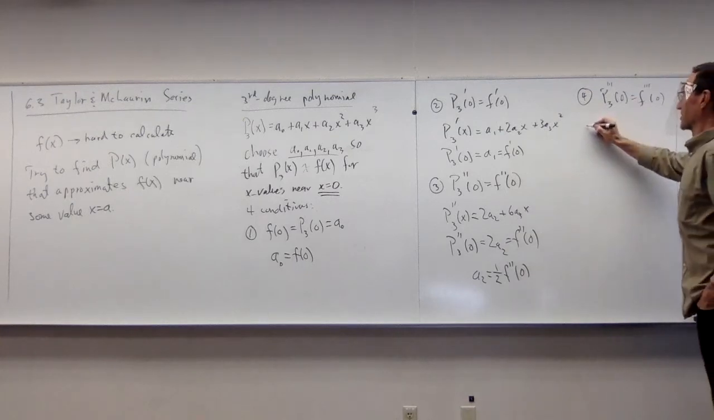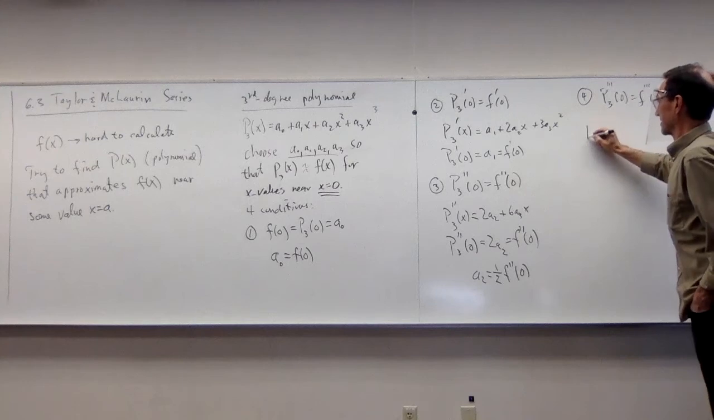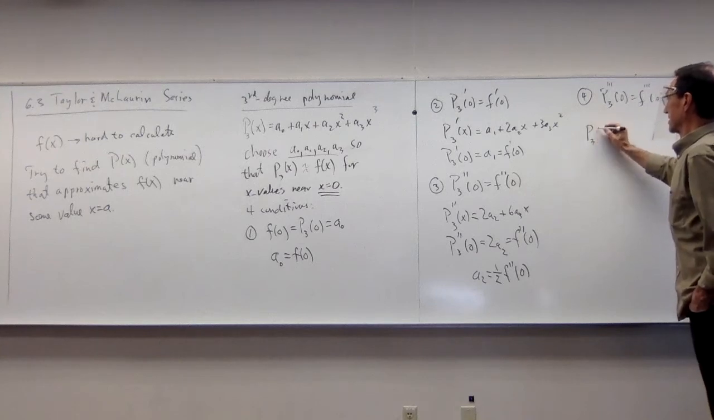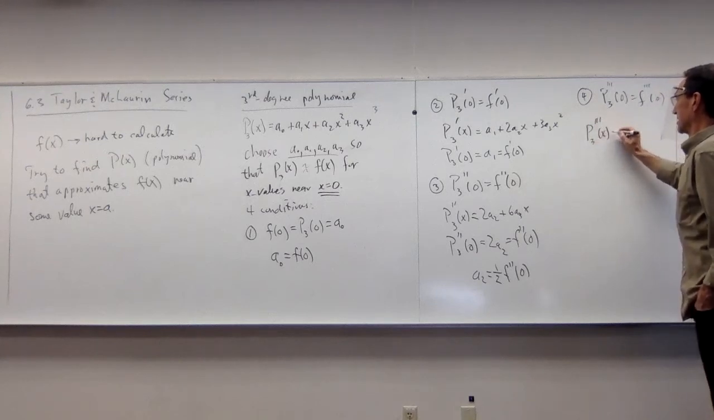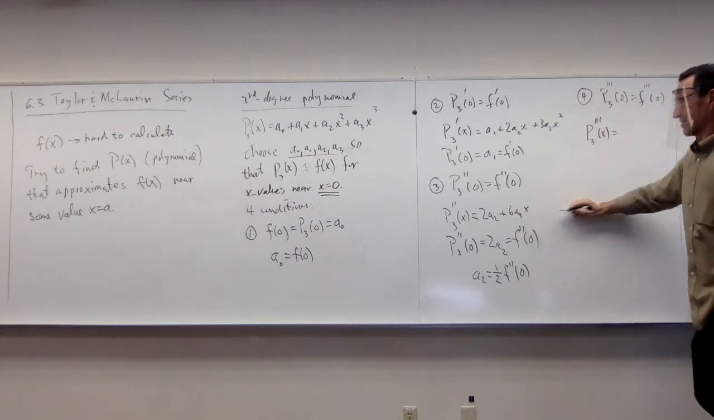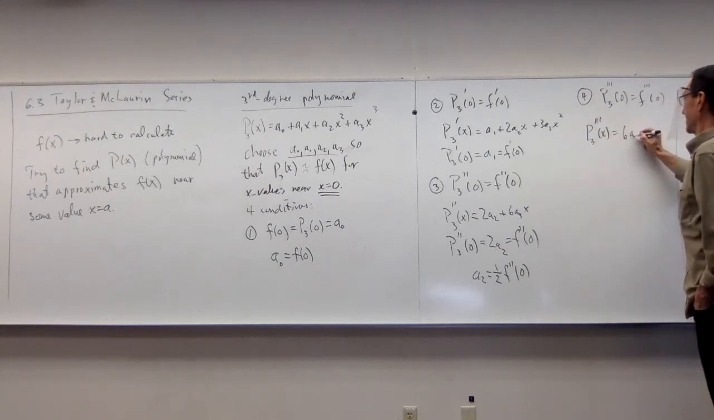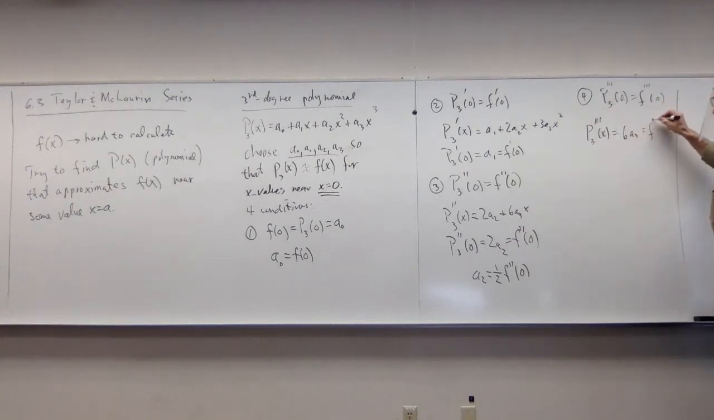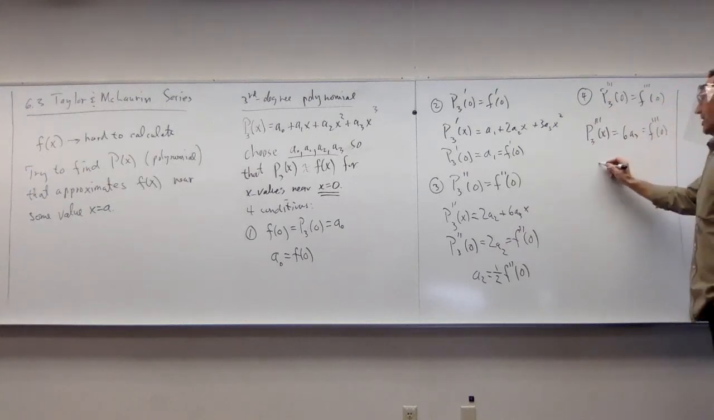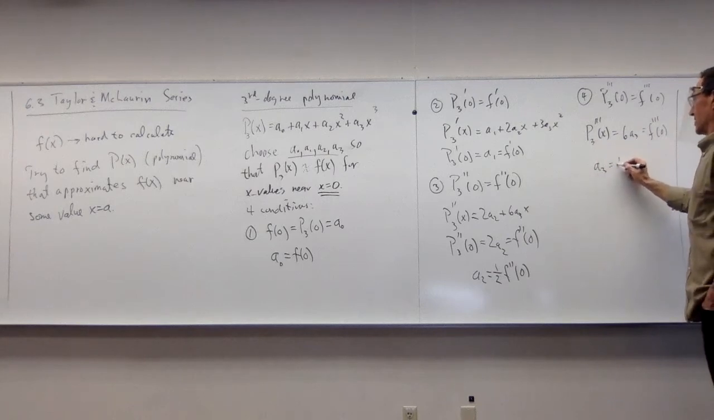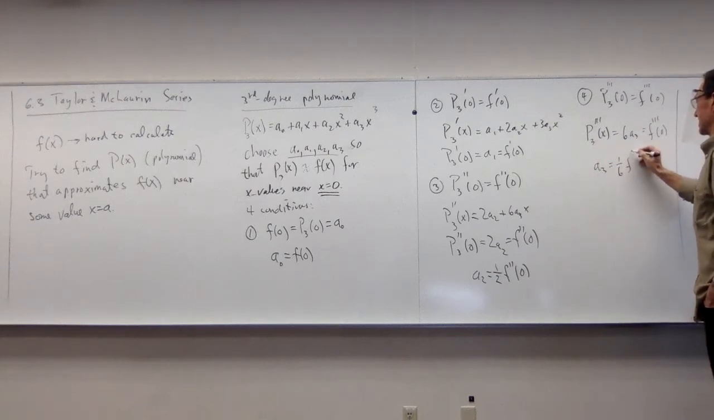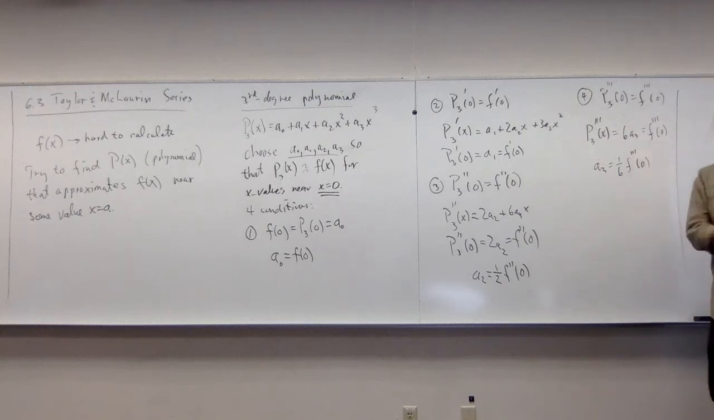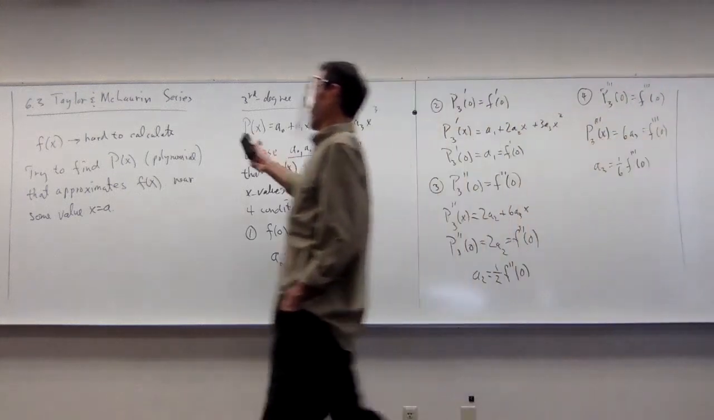All right, so the third derivative of the polynomial, well, right there's the second derivative. We're going to get 6a3. And we need that to be that guy. And therefore, a3 is 1/6. And we're done. Let's write it out. Then we'll pick a function.